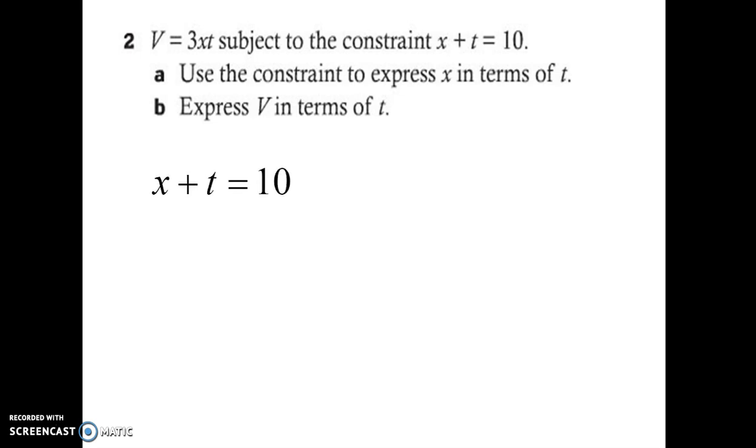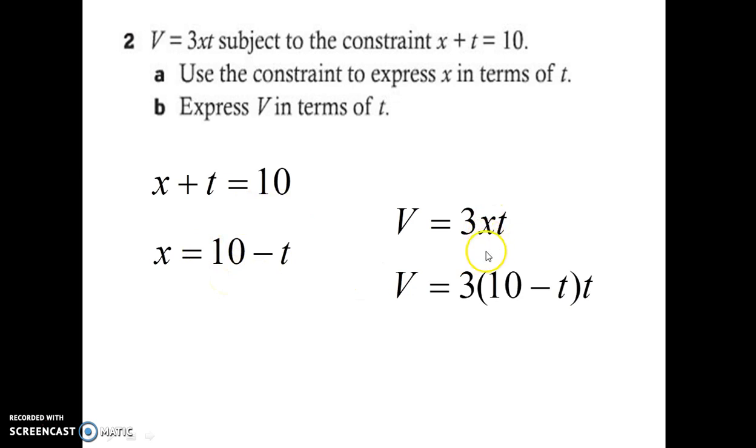Okay, hopefully at first it says use the constraint to express x in terms of t. Well, we have x plus t, we want to move that t over to the other side. So we have x equals 10 minus t. Now it's x in terms of t. B says express V in terms of t, so we have this equation. We want it in terms of t, so we don't want this x variable here, we just want t to be the only variable. So let's replace this x with what we have here.